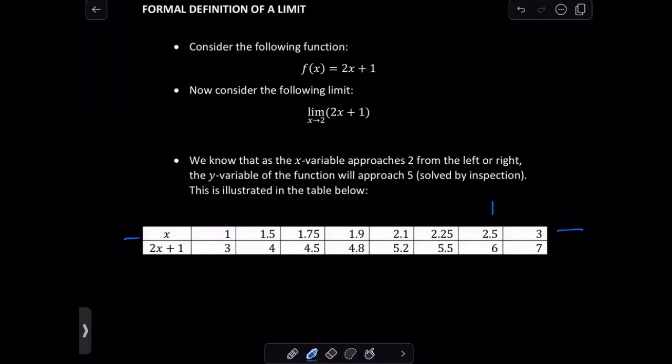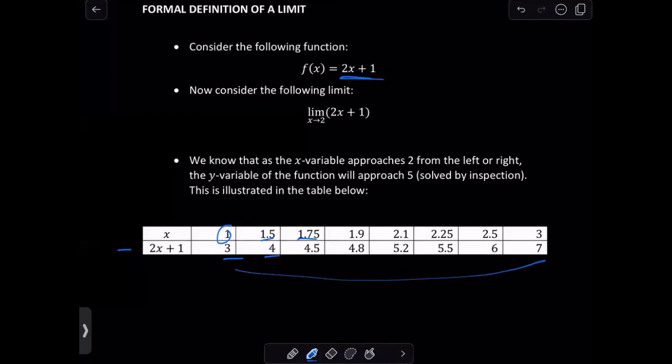Then if we look at the right-hand side of the table, we're starting with x equal to 3, then we're going to 2.5, 2.25, and 2.1. So now we're approaching 2 from the right-hand side, because we're at numbers greater than 2, and we're moving downward toward 2. Then what I have in the second row is 2x + 1. That's basically the y values, the output values. Sub 1 into this function, you'll get 3. Sub 1.5 in, you can try it on your calculator if you need to, you'll get 4. Sub 1.75 in, you get 4.5, and so on.